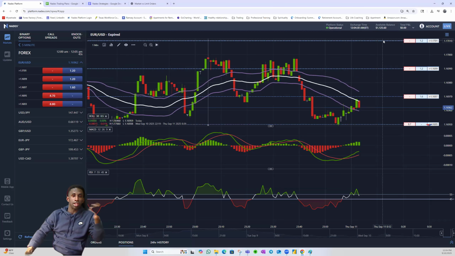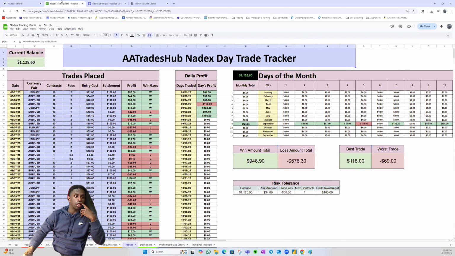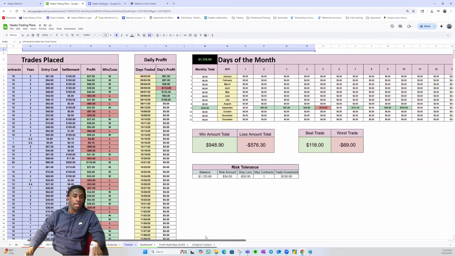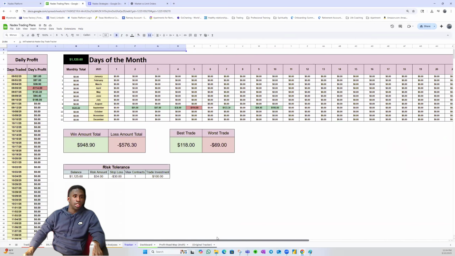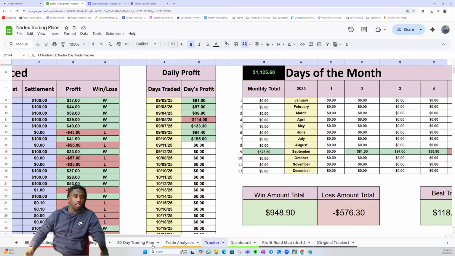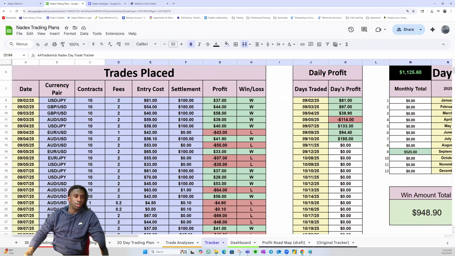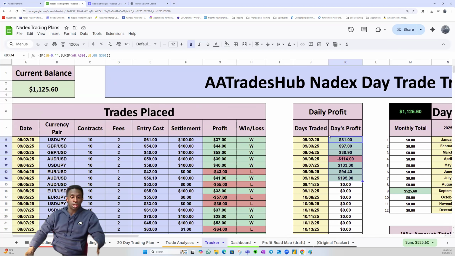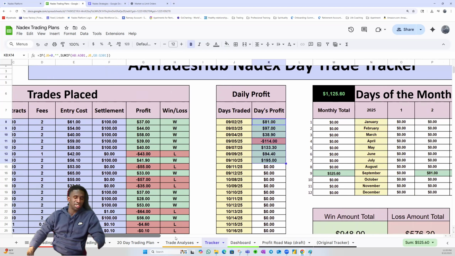So obviously you can see my balance, 1125, right? Here's my Nadex tracker right here, 1125. I have only been trading in the month of September. Remember, I deposited the $600, right? So you can see that I've traded for the month of September here, the 2nd, the 3rd, the 4th, the 5th, the 7th, the 9th, and today on the 10th, right? I have my day's profit column. I've made I think 20 wins, 20 losses, something like that.